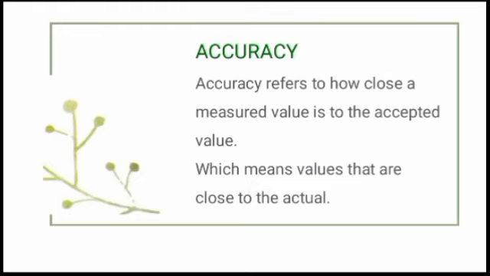Moving on to the next subtopic, we have accuracy. As the word implies, accurate. Accuracy refers to how close a measured value is to the accepted value, which means values that are close to the actual. For example, we all know that the body temperature of a healthy human being is 37 Celsius degree, but a student measures it to be 39, 40, 45. Now, how accurate is that student from the actual value, which is 37 Celsius degree? That is what accuracy is.